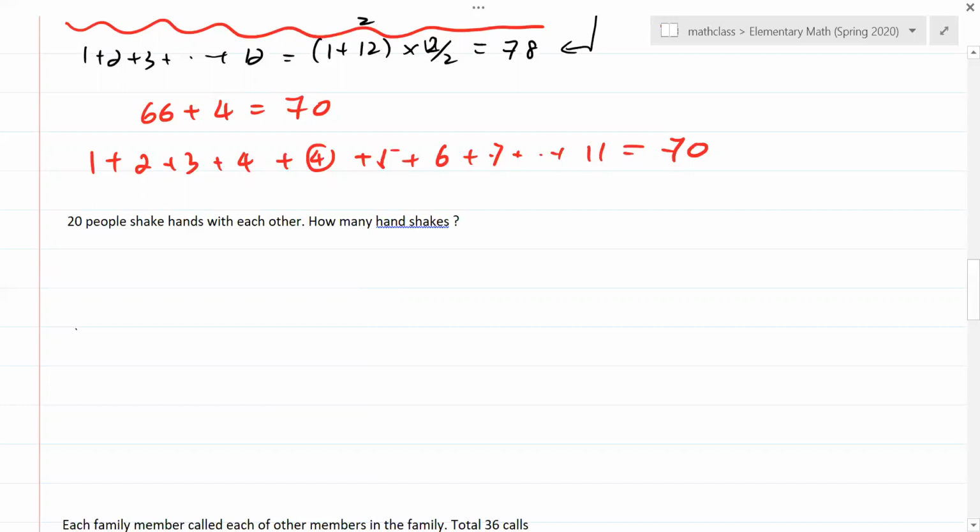It's not in a circle or in a line. I just want people to shake hands with each other. All right, so let's do the problem. What I'm going to do is you have to draw a picture, right?